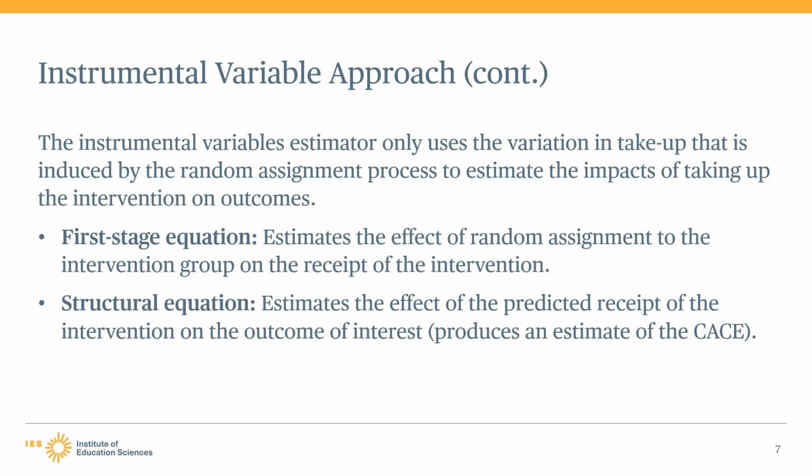So the first stage equation models the extent to which take-up of the intervention is influenced by randomly assigned group status. Assigned group status should influence take-up of the intervention because participants assigned to the intervention group are supposed to receive the intervention, and those assigned to the comparison group are not supposed to receive it. The structural equation in a two-stage least squares approach is then one that models the outcome as a function of the endogenous independent variable and possibly other covariates. The estimation of the structural model then produces an estimate of the CACE, or the impact of intervention take-up on outcomes among compliers.